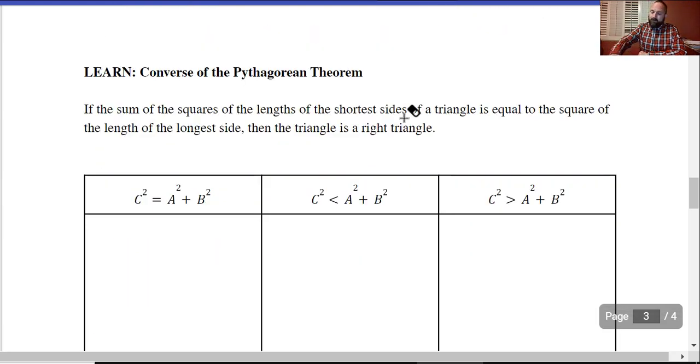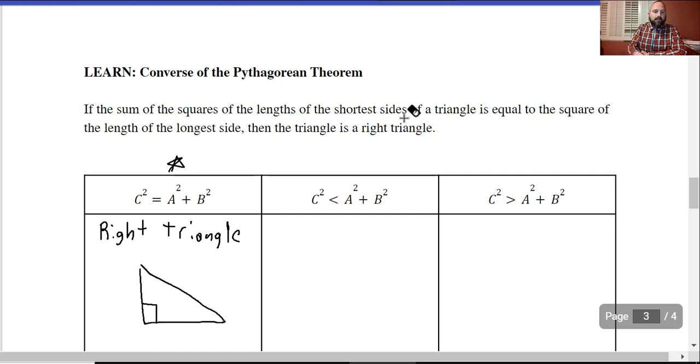So the converse. The Pythagorean theorem is, if it's a right triangle, then the sum of the squares of the legs is equal to the hypotenuse squared. Basically, if it's a right triangle, this is true. Remember, it looks like the following. It's a right triangle, and we have A, and we have B, and we have C.